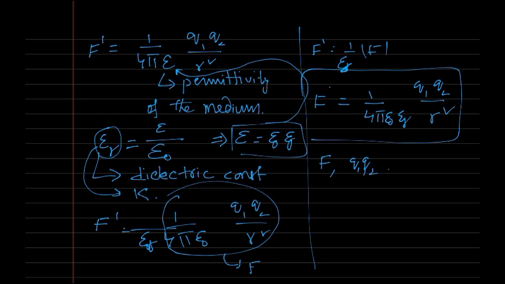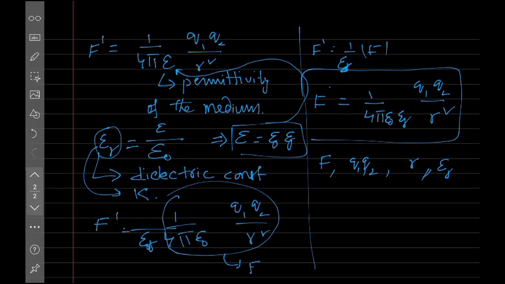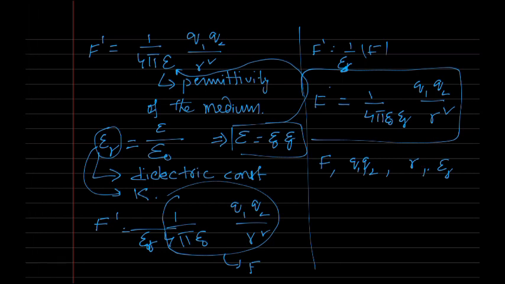Okay, and the distance between the two charges is another variable, and I'm left with one more variable, that is epsilon r, because it varies with the medium. So I have got four variables here: force, charge, distance between the charges, and dielectric medium, I mean the medium in which the charges are being placed.